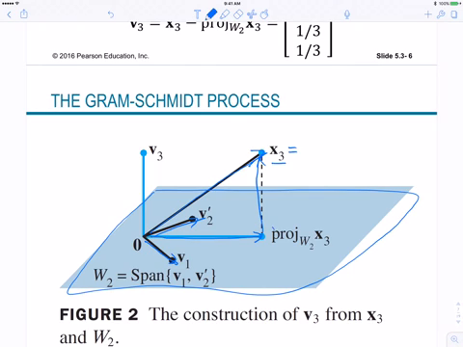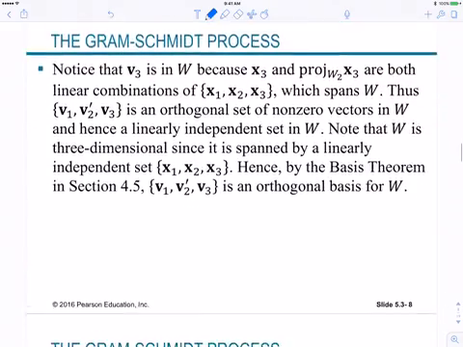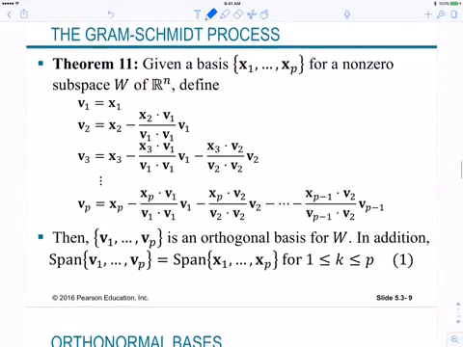So the first one is the orthogonal projection of this x3 onto this W2, which is spanned by this v1 and v2. And then this remaining part, which is purely orthogonal. So if I just move this vector in parallel, so that it can start at the origin, this vector is completely orthogonal to any vector from this W2. Okay, so that was the Gram-Schmidt process.